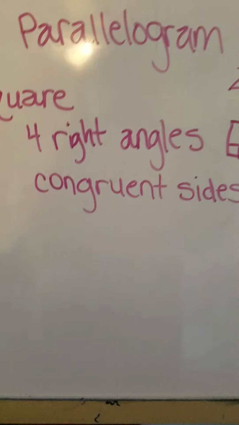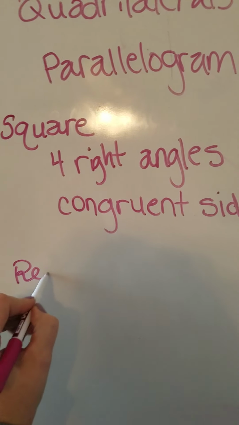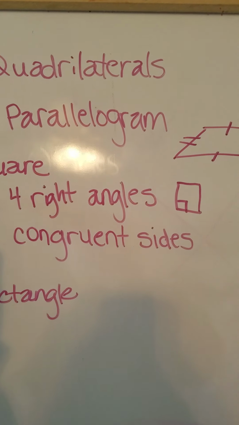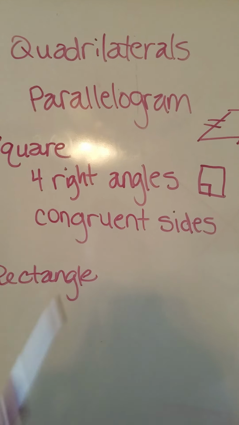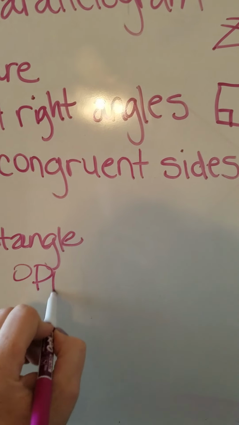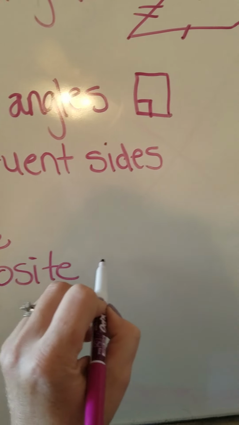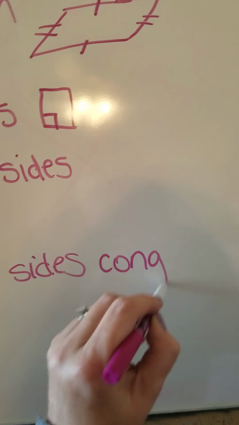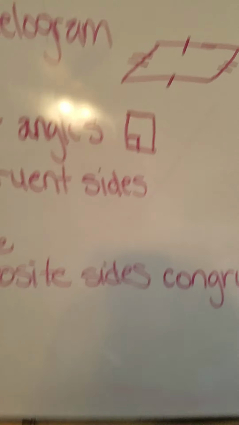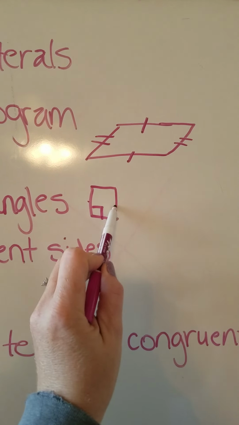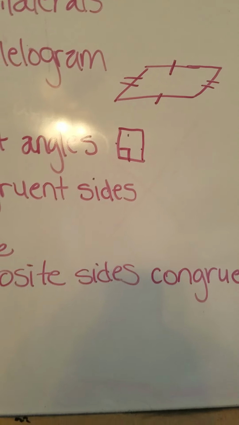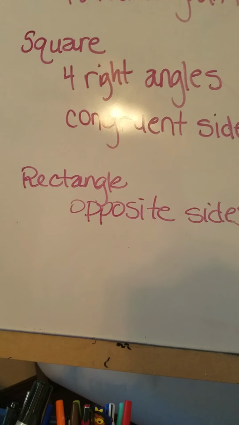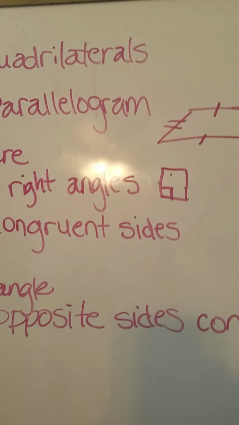So then we had the rectangle. Now we all know that a rectangle is similar to a square because it does have 4 right angles, but not all sides are congruent, just the opposite sides. So all squares are actually rectangles because all squares have opposite sides that are congruent. These are congruent and these are congruent. But not all rectangles can be squares, right? Because not all rectangles have 4 sides that are all the same length.